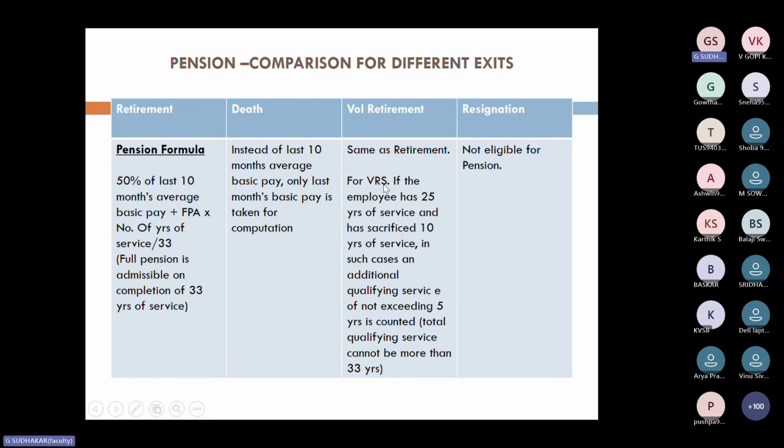In case of VRS, if the employee has 25 years of service and has sacrificed 10 years of service, an additional notional qualifying service credit of 5 years will be given if he has completed 25 years. So 25 plus another 5 is 30; he will get pension for 30 years, not 33 years. If he worked 28 years plus 5 is 33, he will get full pension. If he worked 26 years plus 5 is 31, he will not get full pension; proportionately 31 by 33, a small portion will be deducted.